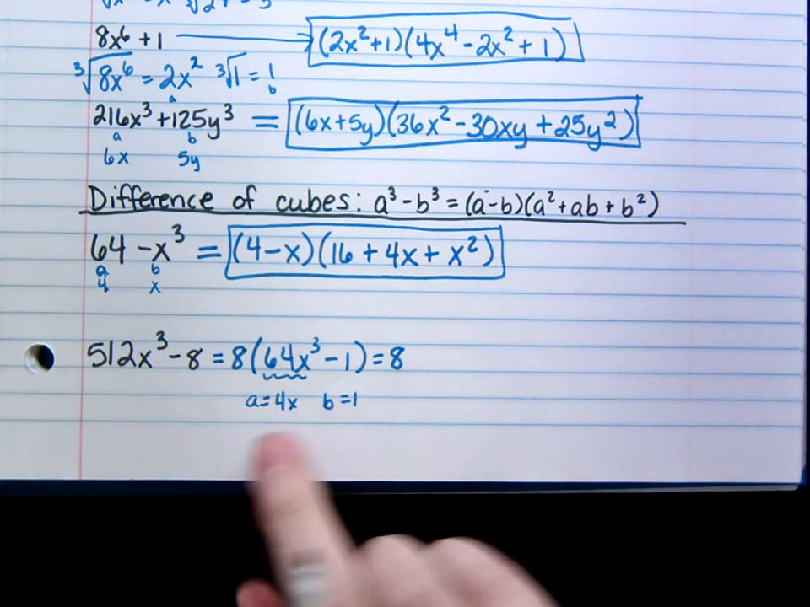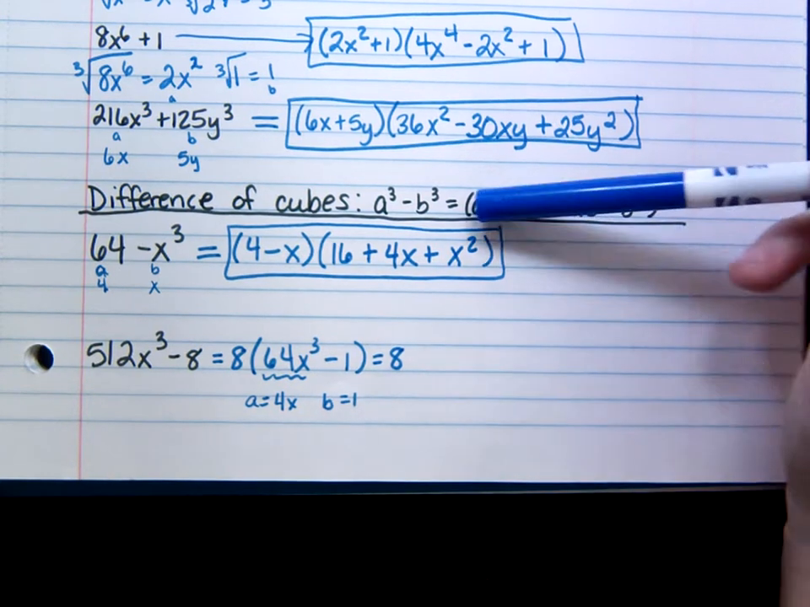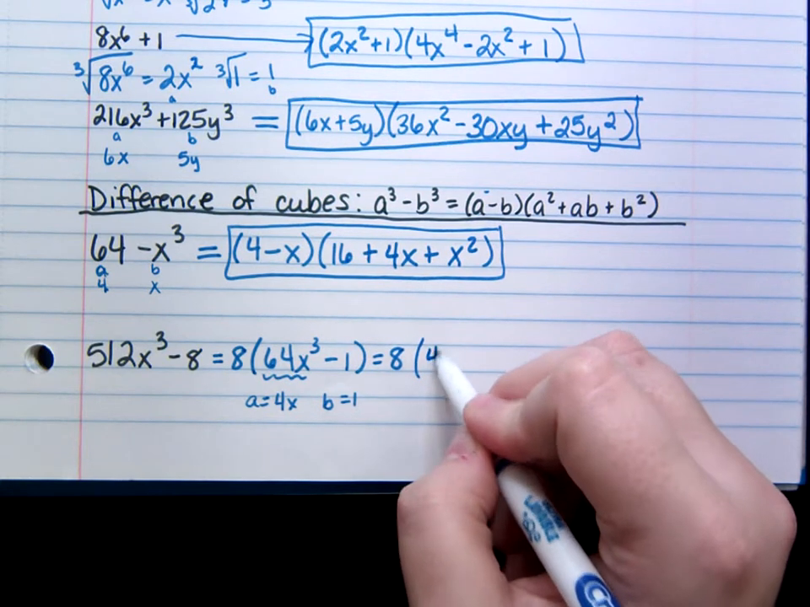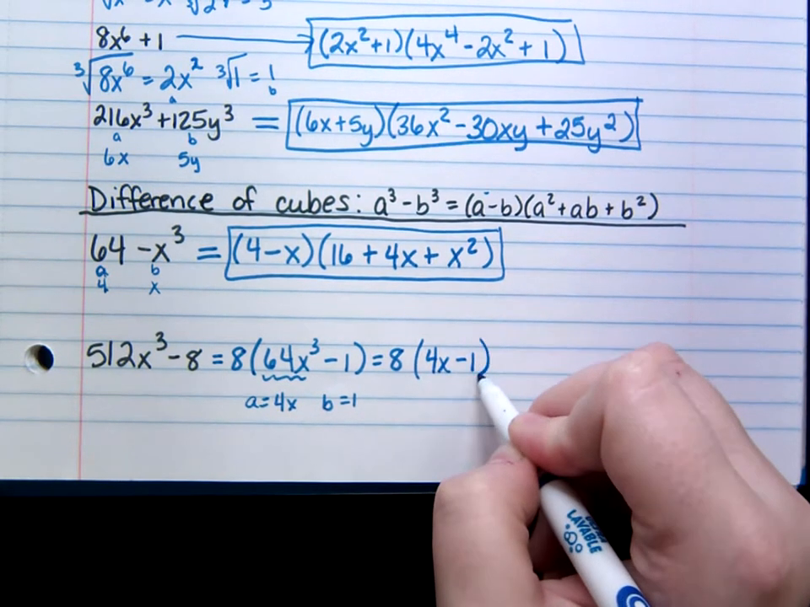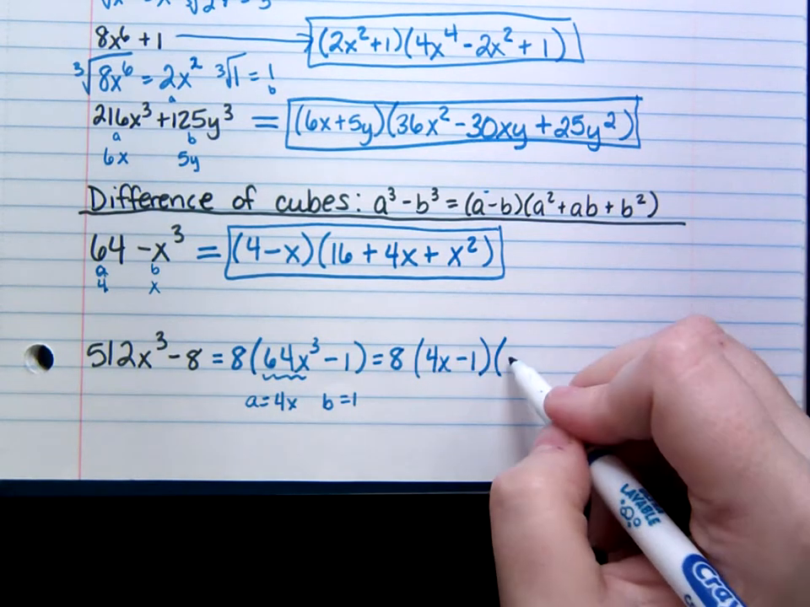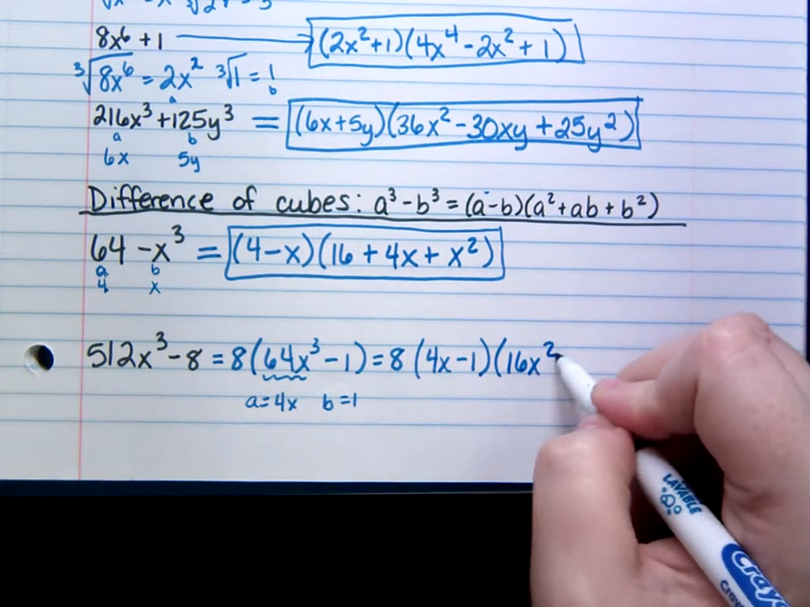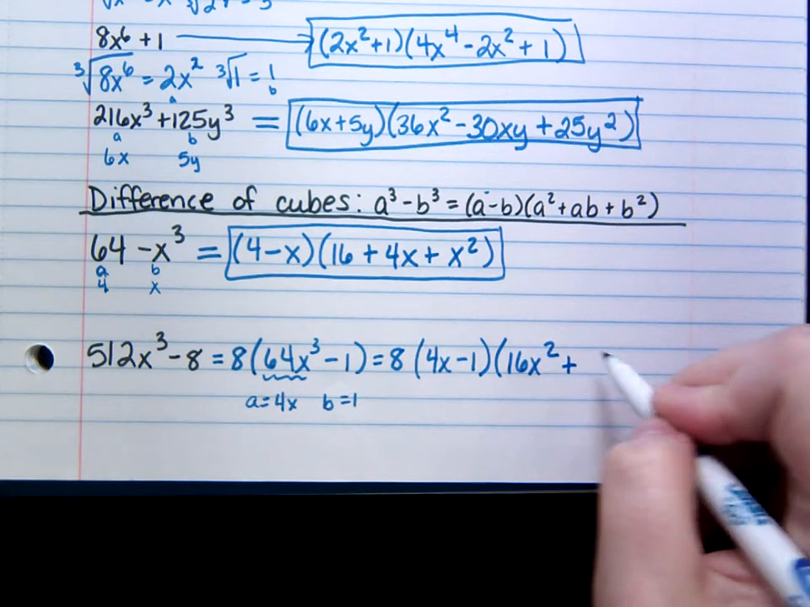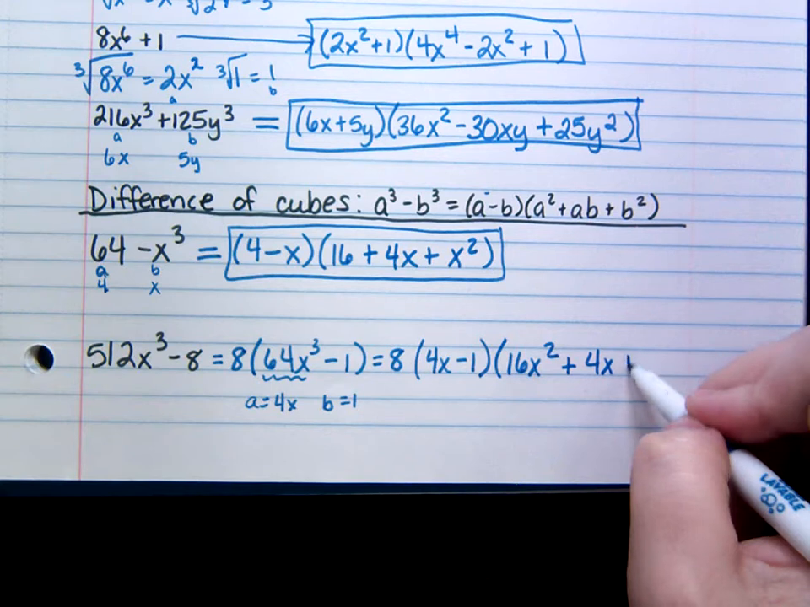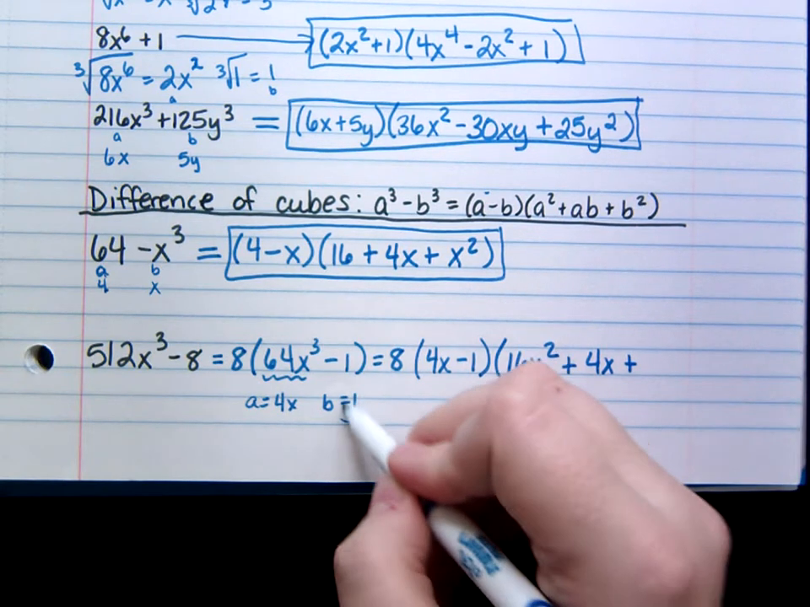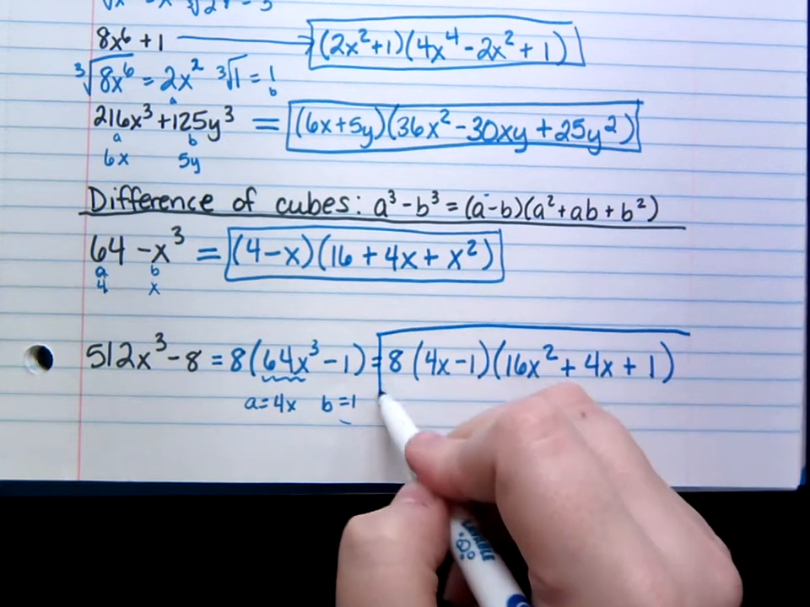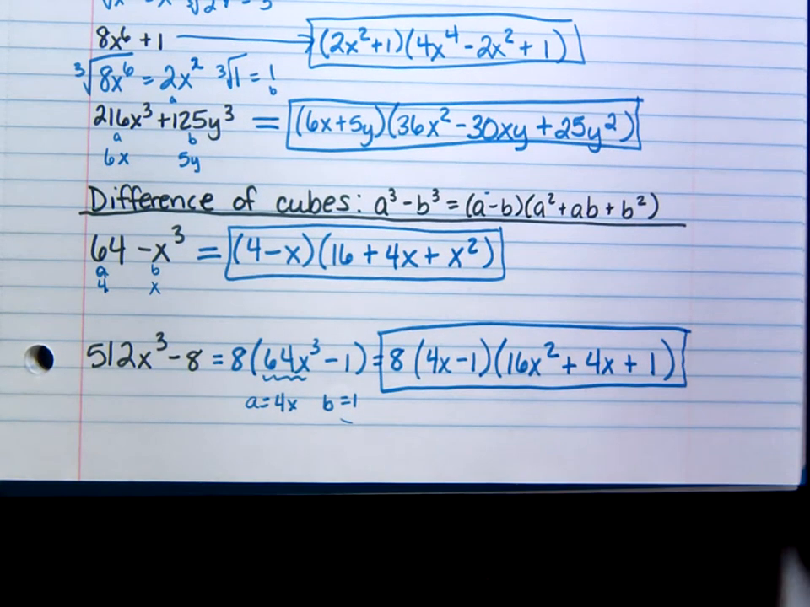But now I'm going to use the 4x and the 1 as my a and b's to plug in here. So a minus b, 4x minus 1, and then a squared, so 4x, and I square it to get 16x squared, plus a times b, so multiply these two terms to get 4x, plus b squared, so I square 1 just to get 1. And this is as far as I can go on this one.